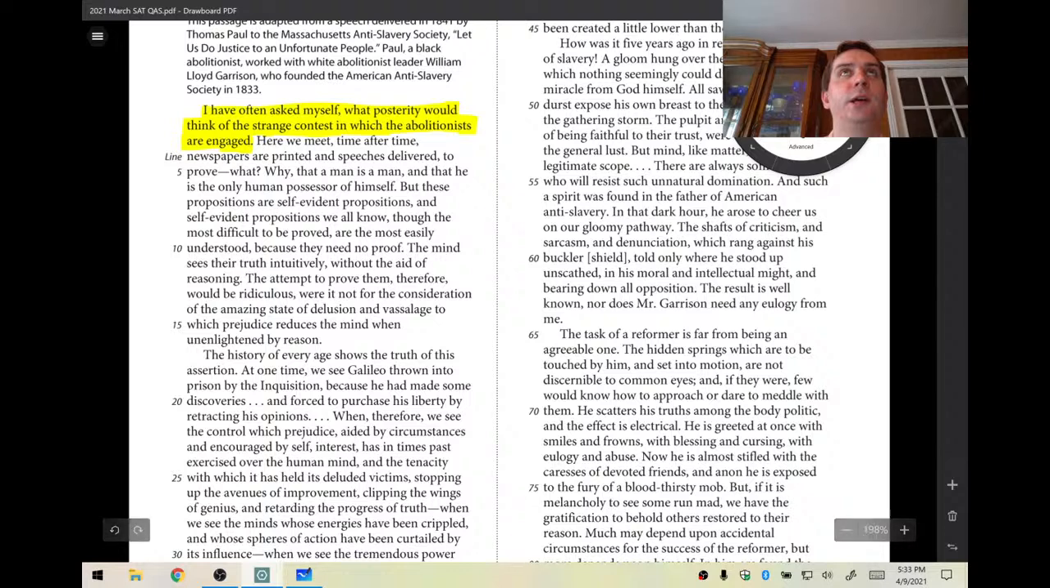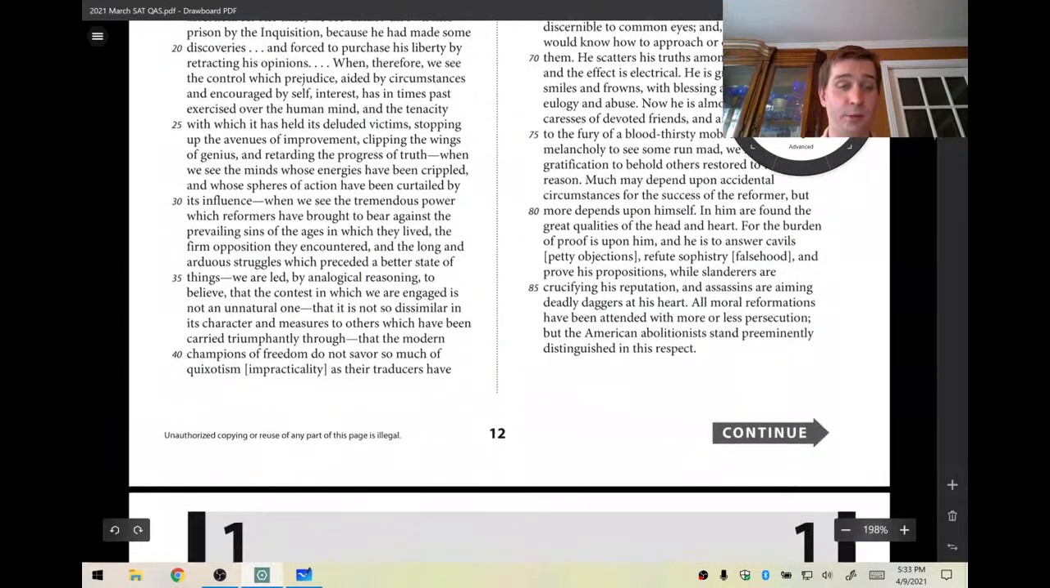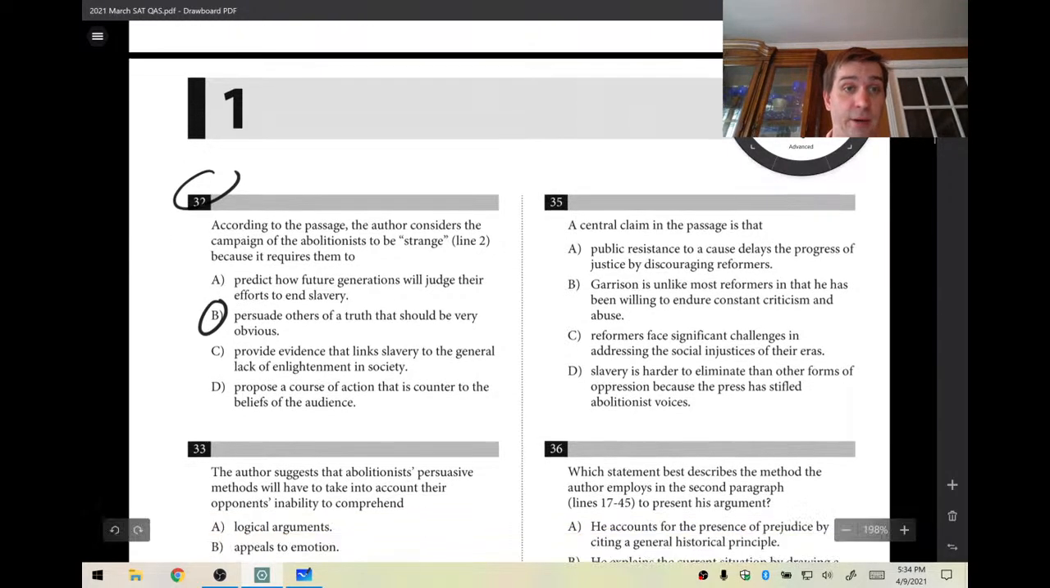So our author is saying that the hardest things to prove are the things that need no proof. The hardest things to prove are the things that should need no proof whatsoever. Is an African-American man a man, right? That's what our speaker is saying here. So that's answer choice B. Abolitionists have the strange task of persuading others of a truth that should be very obvious to everyone.